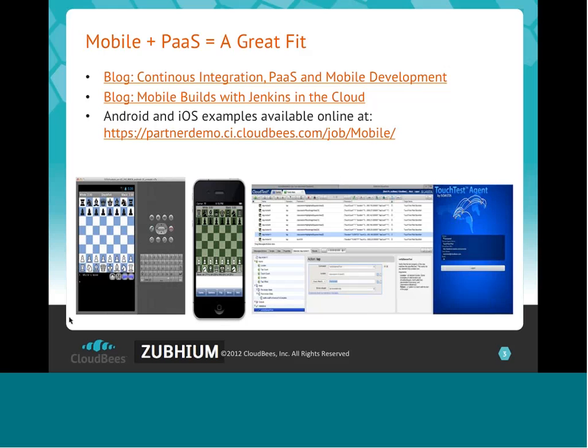We also have online some examples of actually how to do this. If you want to set up your own jobs, go to that URL I'm showing there, partnerdemo.ci.cloudbees.com, and we'll have a look at that in a minute. If you have a look at the mobile folder, you will see a whole set of jobs that I've set up with examples of how to do what's in the blogs. And you'll also see the demo that we're going to run today.